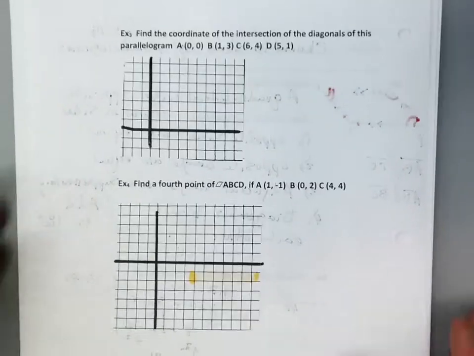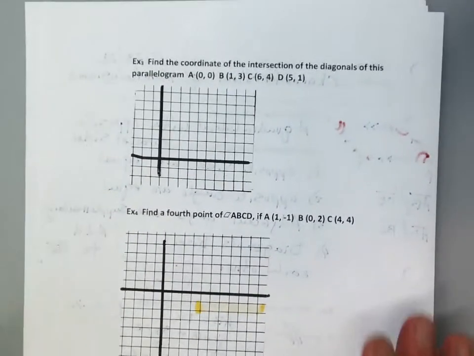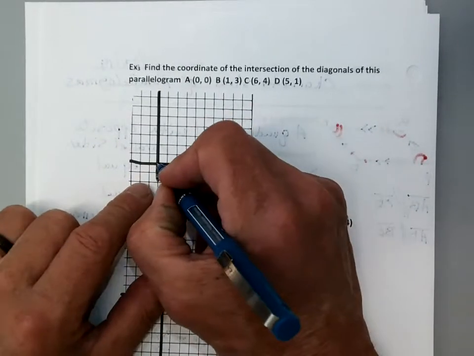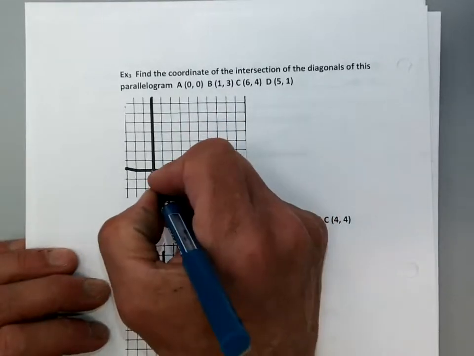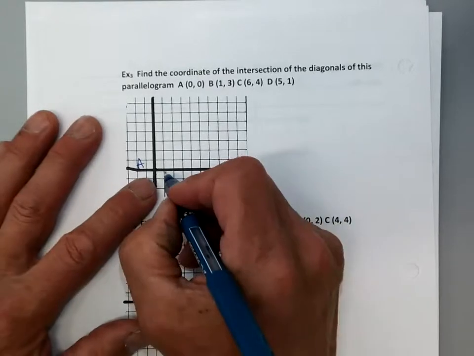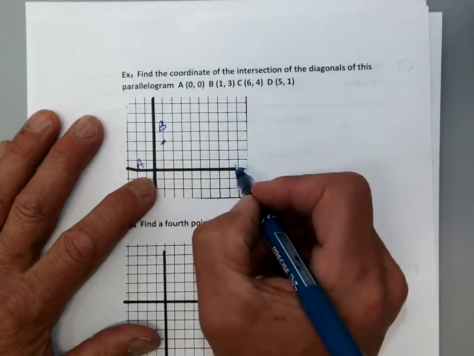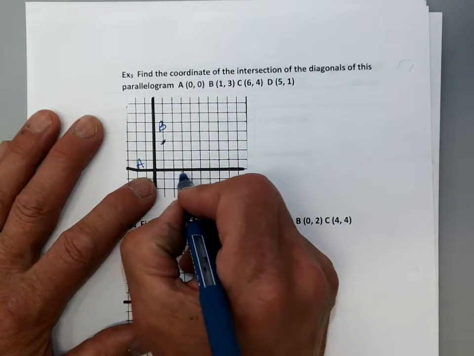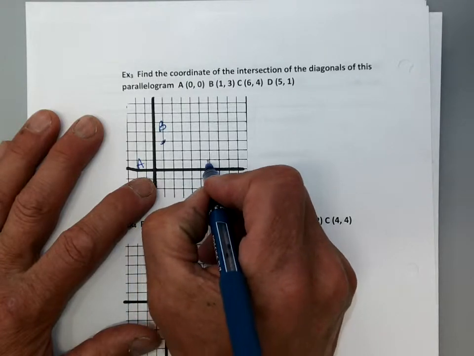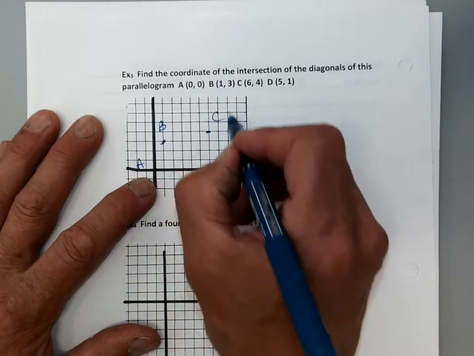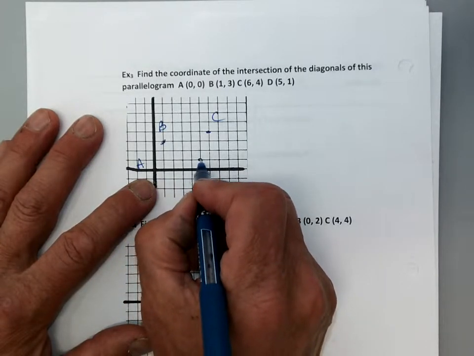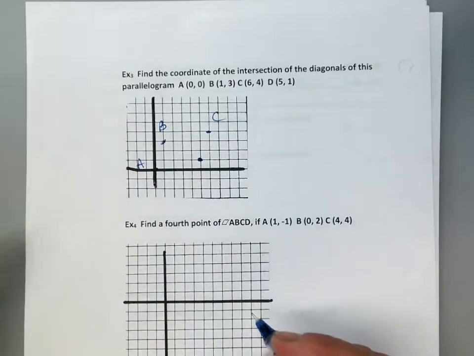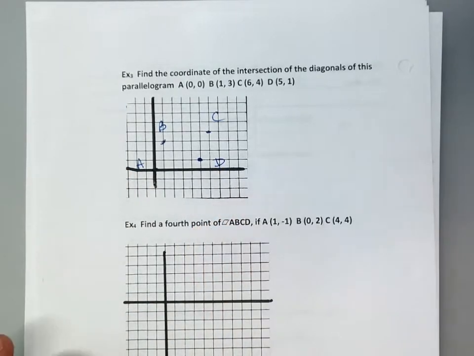All right. Example 3. Let's graph it. So 0, 0. There's A. 1, 3. There's B. 1, 2, 3, 4, 5, 6. 1, 2, 3, 4 is C. And D is 1, 2, 3, 4, 5, 1. Okay? That looks like a parallelogram to me.